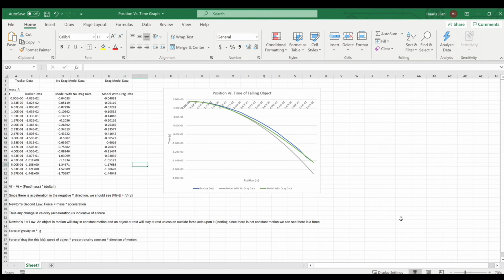Here we can see all three models graphed on one Excel graph with the raw data to the left. We can see that the model with drag data is much closer to the realistic tracker data, meaning that it is a more accurate representation of the motion of the object. Below, we can see some relevant equations, including Newton's first and second laws, which relate the ways that the gravitational and drag forces affect the object, as well as the formula for final position, which helps us analyze the motion of the object due to the acceleration from the net force.